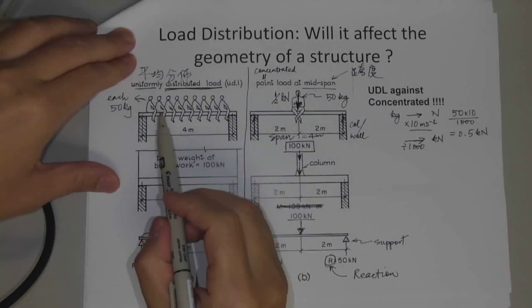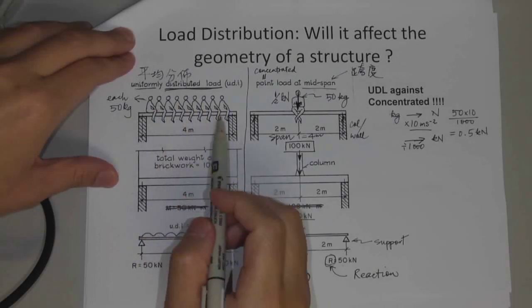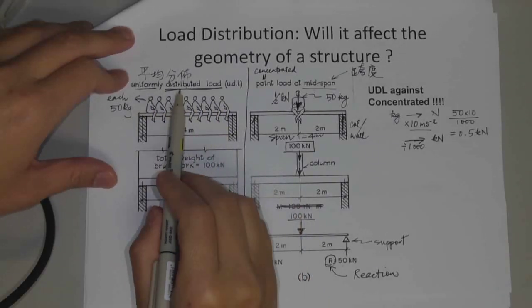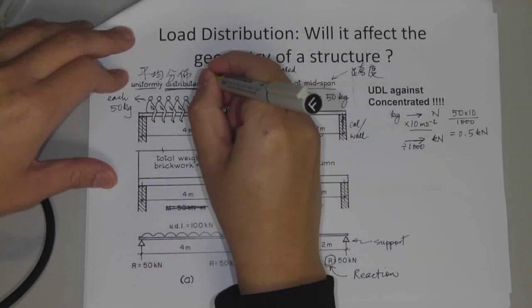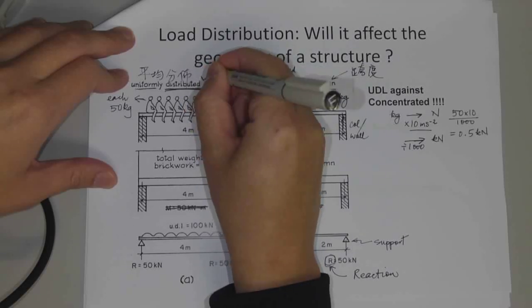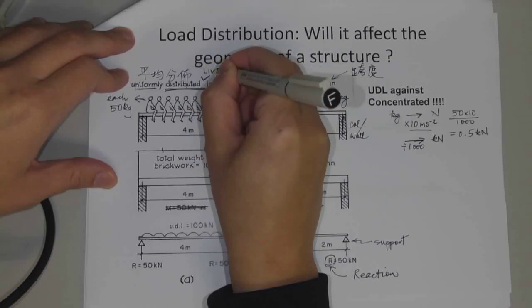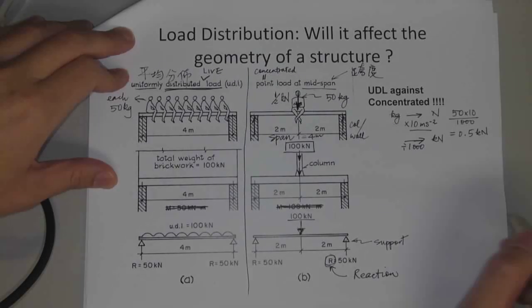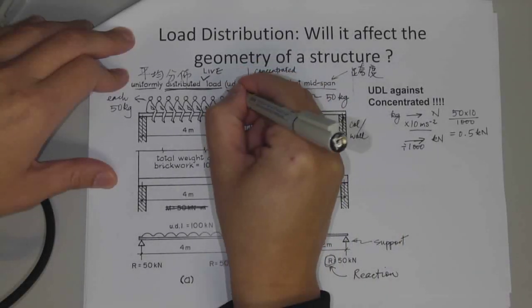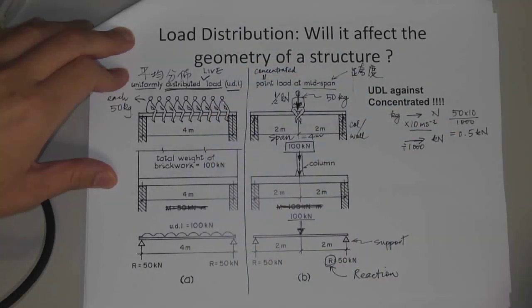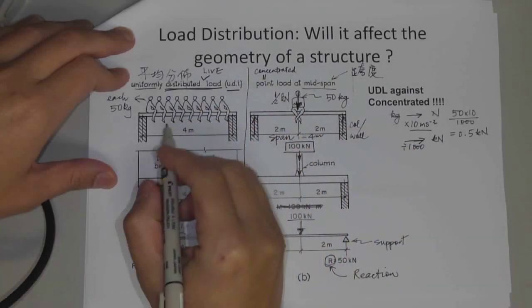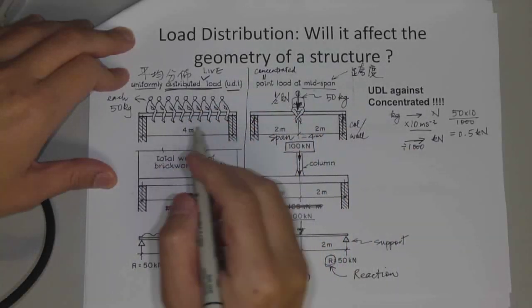So we treat these 9 persons as a uniformly distributed load, of course it's a live load. In short, we just write UDL. And then we try to calculate the magnitude of the UDL on this beam.